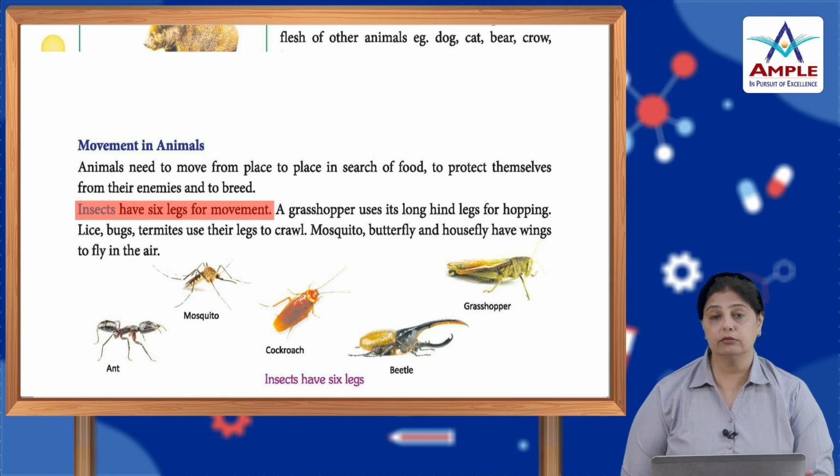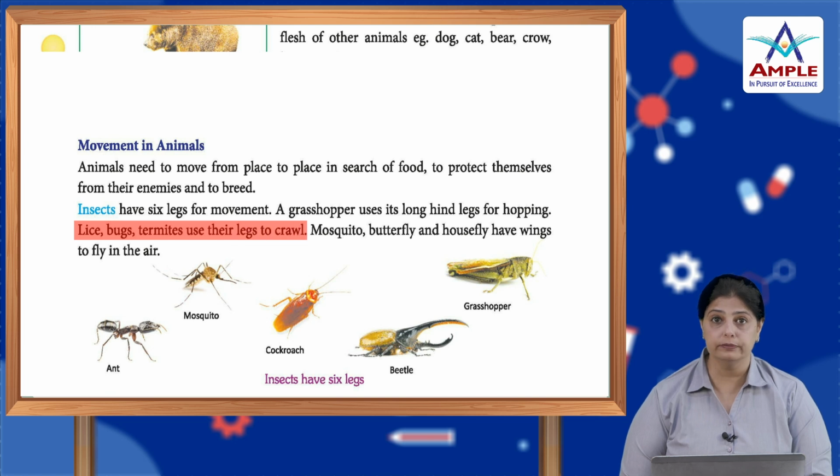Like we have 2 legs, insects have 6 legs. Grasshopper uses its long hind legs for hopping. If you've ever seen a grasshopper, you can look at it in the picture also. It uses its hind legs for hopping. Lice, bugs, termites, they use legs to crawl. They crawl, but they have 6 legs. Mosquito, butterfly and housefly, they have wings to fly in the air.